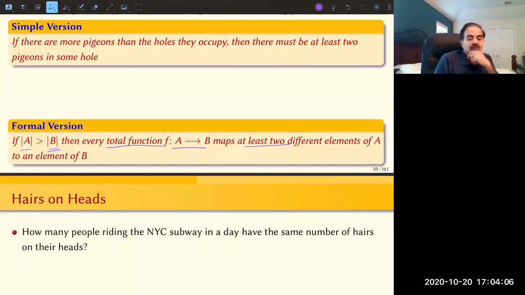So let's ask this question. How many people riding the New York City subway in a day have the same number of hairs on their heads? Some people have their hands raised. Is that because they forgot to put it down, or they want to answer this question? So now anybody wants to try answering this question? How would one go about answering this question in a reasonable way?